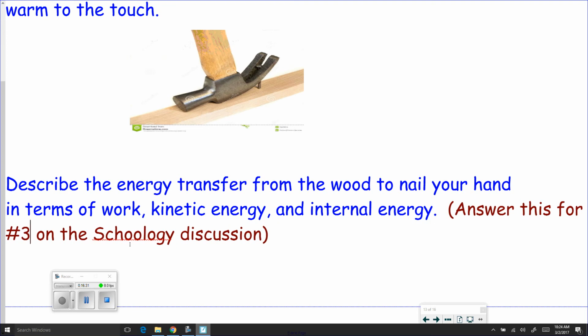On your Schoology discussion page, I'd like you to describe the energy transfer from the wood to the nail to your hand in terms of work, kinetic energy, and internal energy. So you're going from the wood to the nail, and then from your nail to your hand. Pause this video, think about the energy transfer in terms of work, kinetic energy, and internal energy, and then answer this on Schoology.